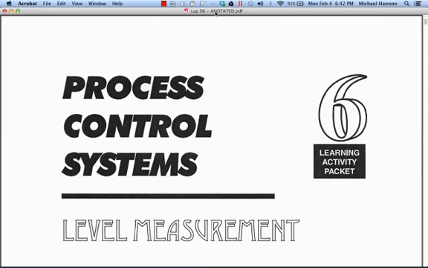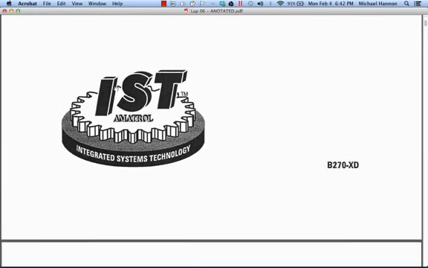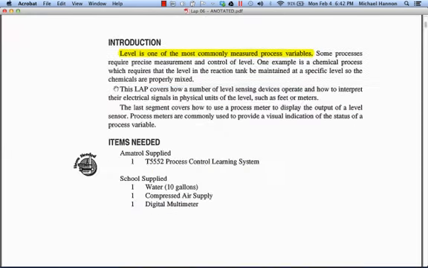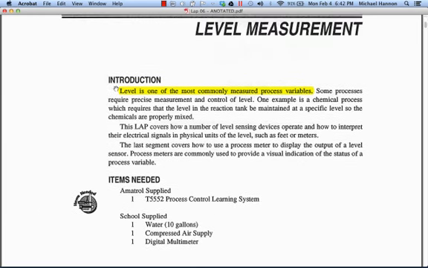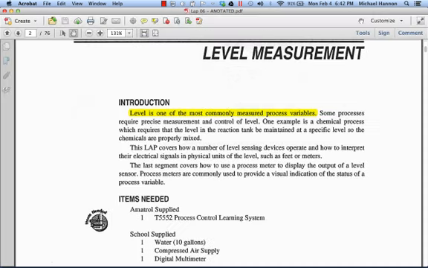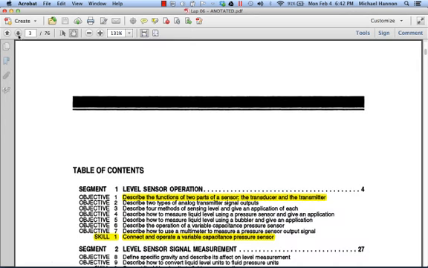We're going to go over a few little sections on Lab 6. We're going to spend about 15 minutes talking about this, and then we'll get ready to go on to the lab. So here we go. First, you want to put down a definition. Level is one of the most commonly measured processes that you will see in a process control system.